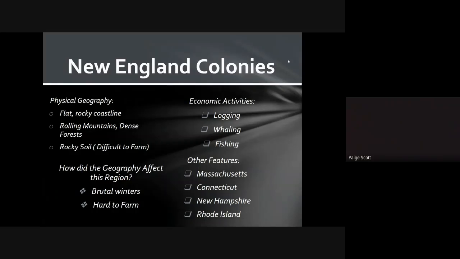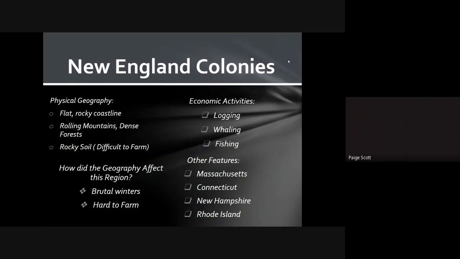The physical geography of the New England colonies was a flat rocky coastline with rolling mountains, dense forests, and rocky soil, which made it difficult to farm. The economic activities within the New England colonies were logging, whaling, and fishing. How did the geography affect this region?